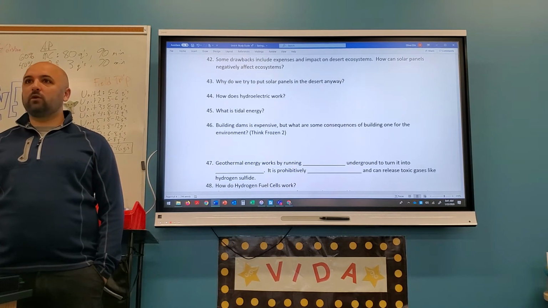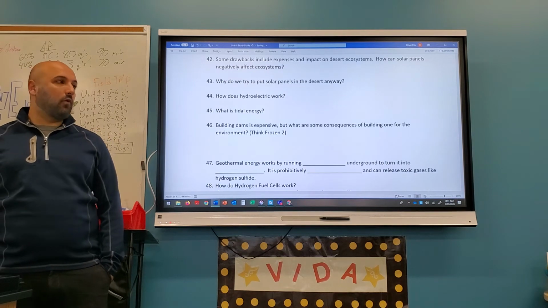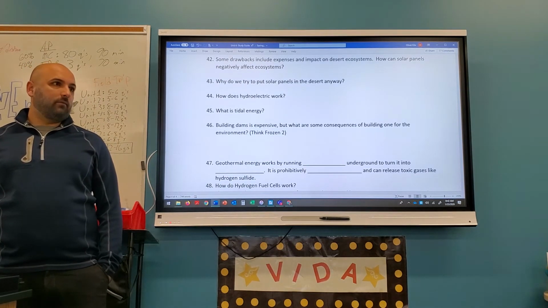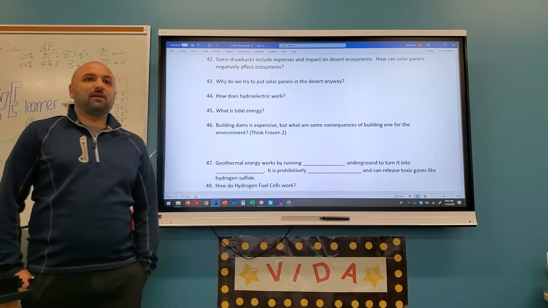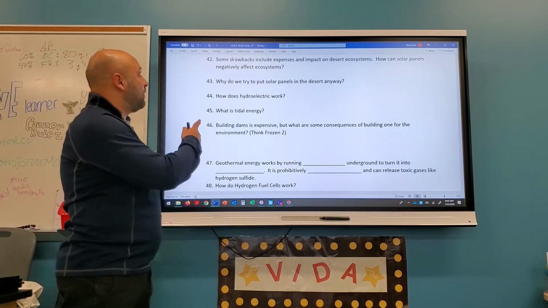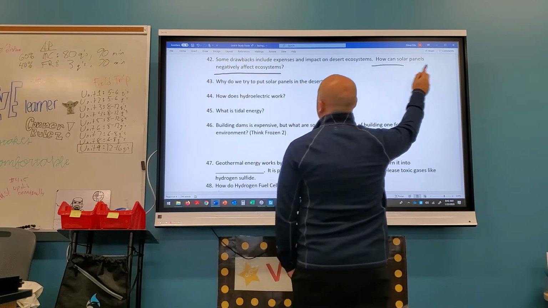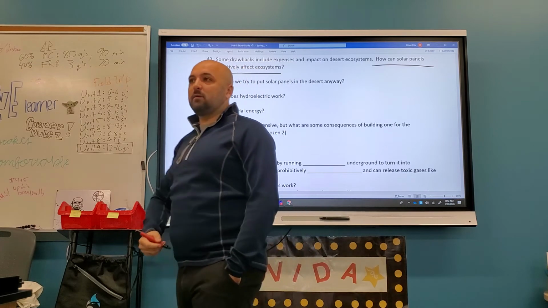The shade from the solar panels can cause environmental problems for the creatures that live there. Because if you kill off the plants, then guess who can't live there? Animals, right? So that's kind of an issue. If you had to pick an issue, this is one people will harp on, and I've seen this come up multiple times. So how can solar panels negatively affect ecosystems? By blocking out some of the sun.